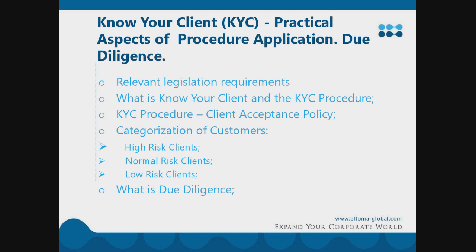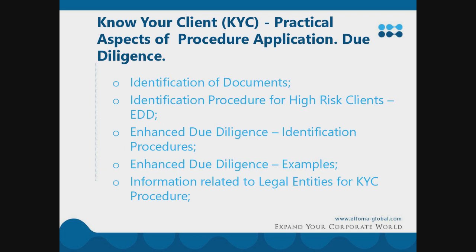First of all, it's legislation. Then KYC, what is it? What is the procedure of Know Your Client? What is client acceptance policy? We will discuss three types of customer categorization: high risk, normal risk, low risk. We will see what is due diligence and its aspects. Also, we will discuss information about identification of documents, identification procedure for high-risk clients, and enhanced due diligence examples. Also, information related to legal entities and its KYC procedure.